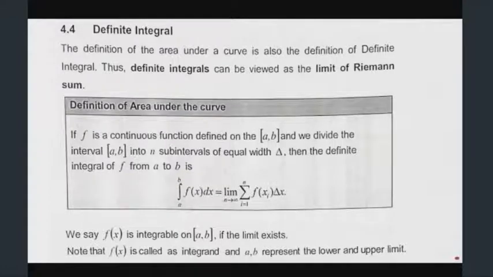So how do we write this limit of the Riemann sum of the definite integral? This is how we write it. We have two limits here, b and a. b is known as the upper limit and a is known as the lower limit. f(x) is also known as the integrand. Can you see the f(x) here? It is known as the integrand. So this f(x) is integrable, provided that this limit exists.